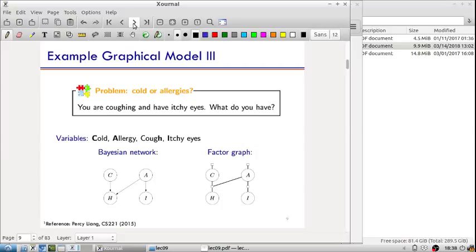Is that kind of clear? And how do you say that? There's a conditional probability, right? Condition on H equal to coughing and I equal to itchy eyes, tell me the probability of C. That's the conditional probability computation, which is actually inference. You can use belief propagation, or you can just do variable elimination in this case because it's a small graph. Any questions about this example?